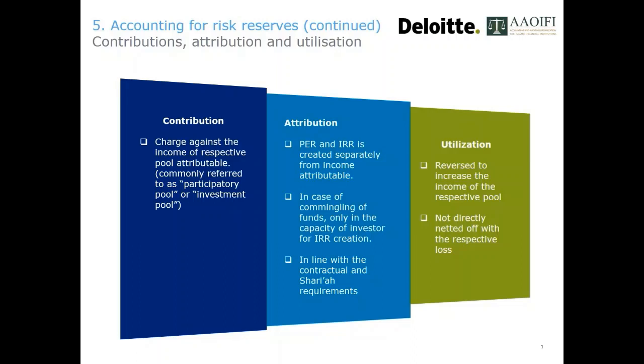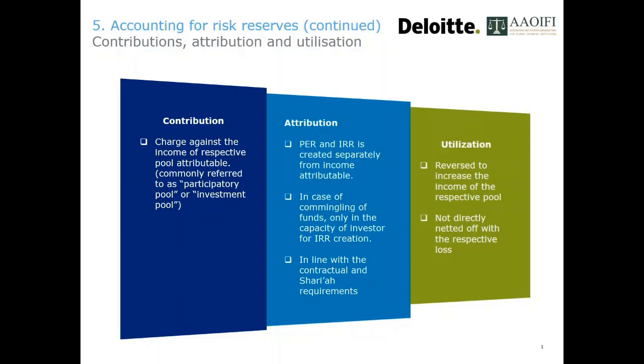For the attribution, the profit equalization reserve should always be created from and attributed to income attributable to both the relevant stakeholders and the shareholders. Shareholders acting in the capacity of mudarib or working partner, as well as in the capacity of investors, in case of commingling of funds.